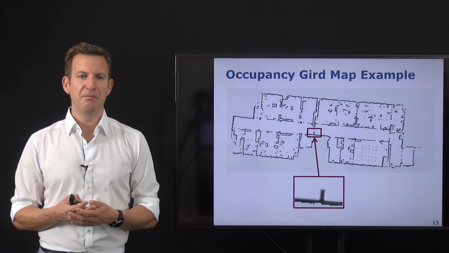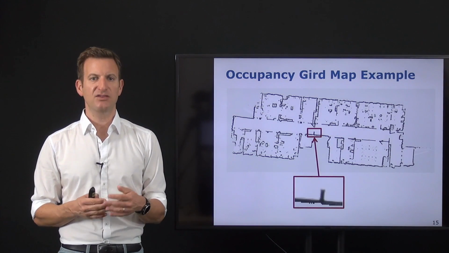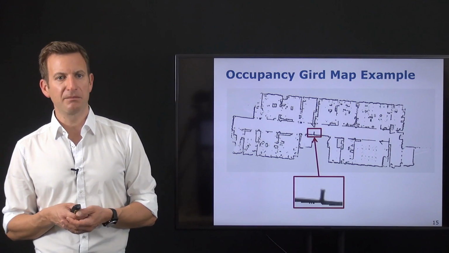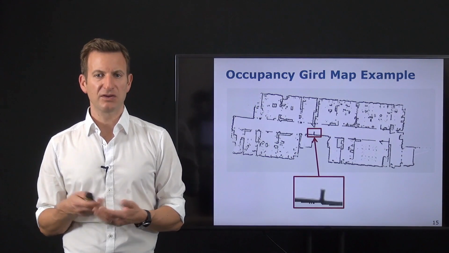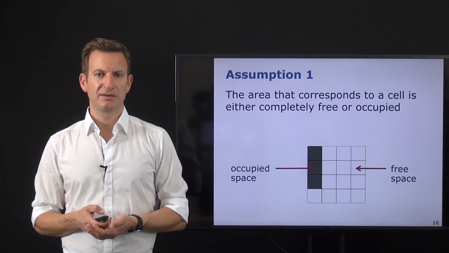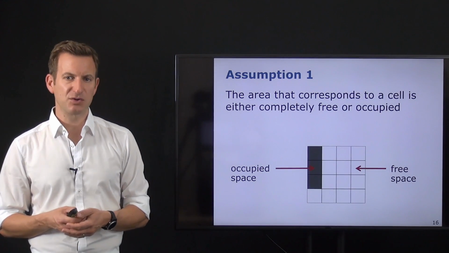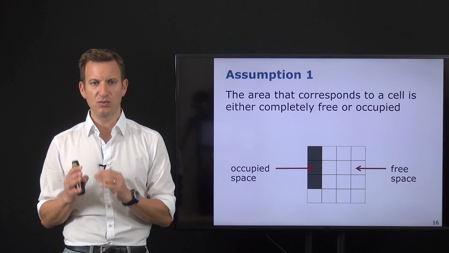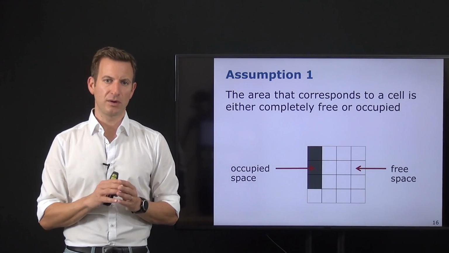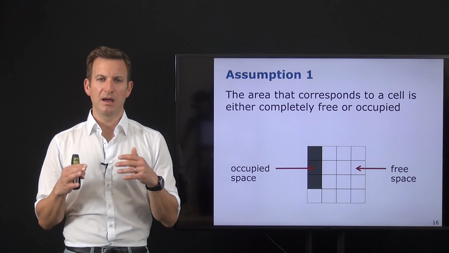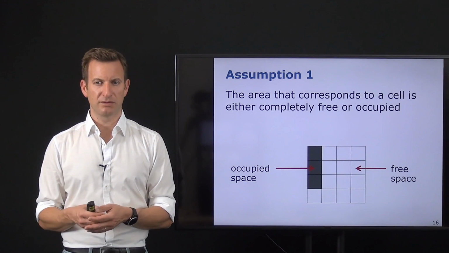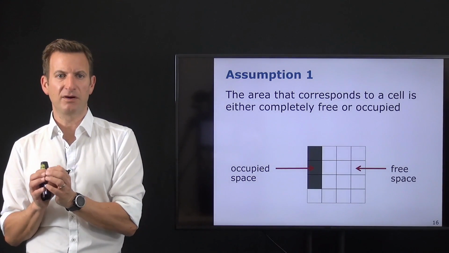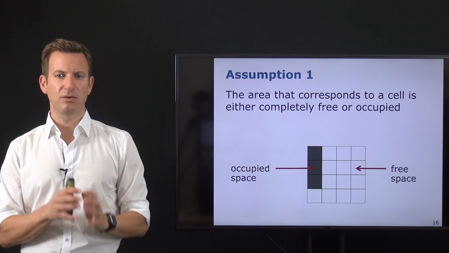And occupancy grid maps make assumptions about the world. The next thing we want to do is look into those assumptions and then see how we can actually model this representation in a mathematical fashion. So let's start with the first assumption. Assumption number 1 tells me that the area which corresponds to one of those grid cells is either completely free or completely occupied. So there's only 2 states, free or occupied. There's no other state. It doesn't mean that my model may be unable to tell me if it is occupied or free. That's not what I'm talking about. I'm talking about the assumption that every part in the environment, the physical space, is either occupied or it is free.